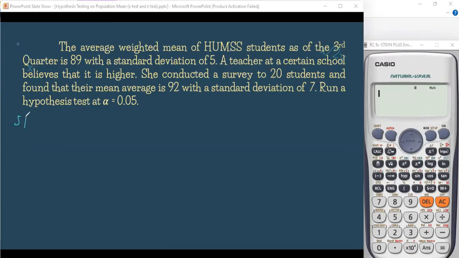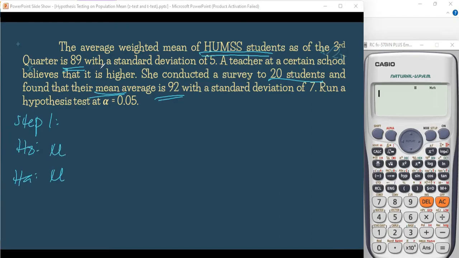So we have step 1 here. H0 and HA. So that is mean. So una muna pong gagawin natin, identify what is the population mean. The population mean here is 89 kasi siya po yung galing kay yung students. So meron din naman po tayo ditong mean na 92, pero si 92 po ay galing kay 20 students. So therefore, ang gagamitin po natin si 89.